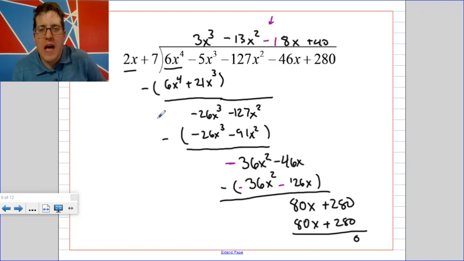Okay, so if you just asked me, hey, what is the answer to this problem? I would say that the answer is the quotient. If this had a remainder, I would say that it was the quotient plus the remainder.